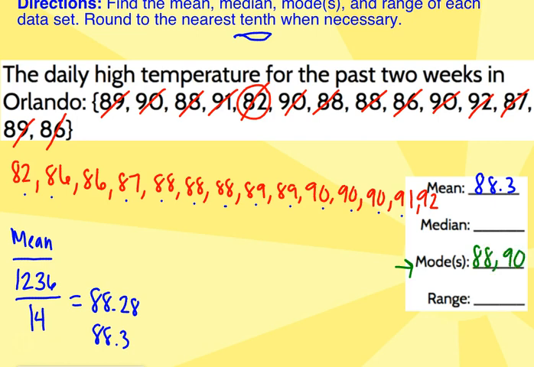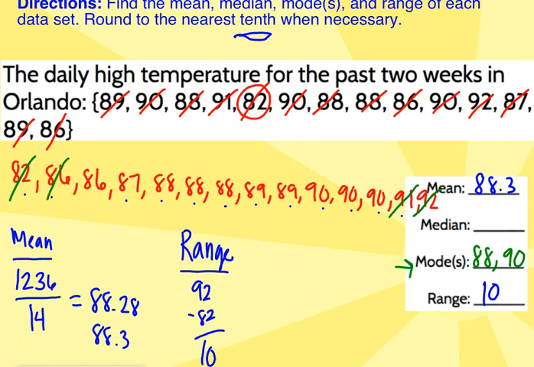Our range, what's our biggest number subtracted by our smallest one? Let's see here. 92 minus 82 gives us 10. Okay. Now we can do our median. So I'm going to start off crossing off 92, 82. Come back over here, 91, 86. Keep doing this till I get to the middle.